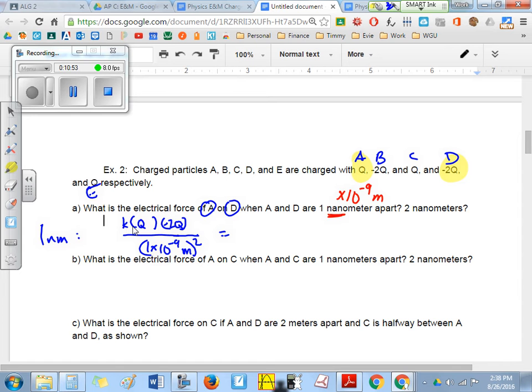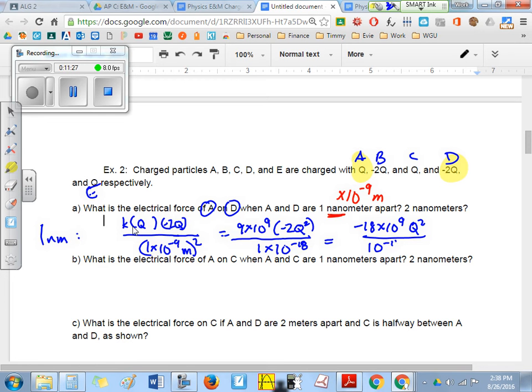So you end up with basically on the top, 9 times 10 to the 9th, remember? That's K. Then there's a negative 2Q squared. And then on the bottom, we are squaring the distance, so we end up with 1 times 10 to the minus 18th. You do not need a calculator for this, and you don't need units. It's going to come out to newtons, trust me. So the top is 9 times 10 to the 9th, multiplied by negative 2, so that's negative 18 times 10 to the 9th. And there's a Q squared. We'll never know Q, so too bad. The bottom is 10 to the minus 18th.